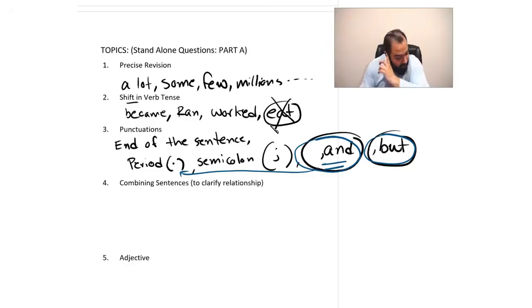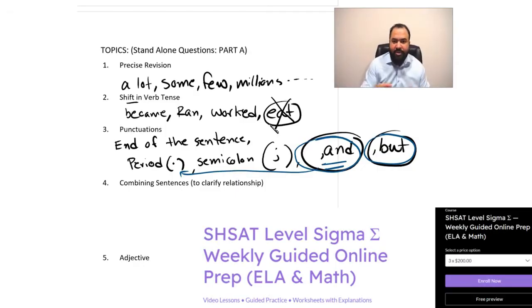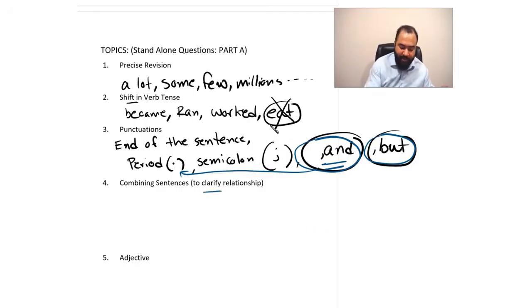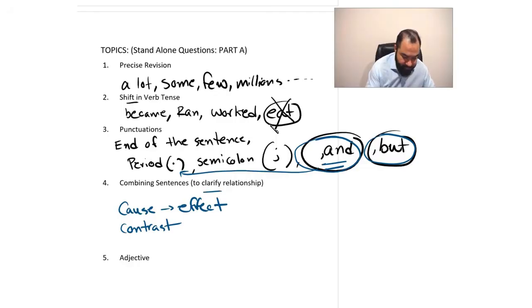So then what about combining sentences? They may give you two sentences and you have to combine them, give them a relationship, to clarify the relationship. The relationship can be cause and effect, maybe there's a cause and there's an effect. The relationship can be a contrast or a comparison. Or it can be addition, like when you're saying a sentence and then you're adding on more. We'll talk about it more later.